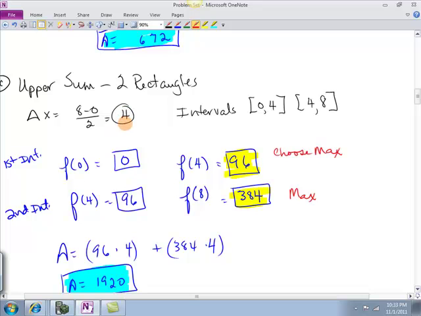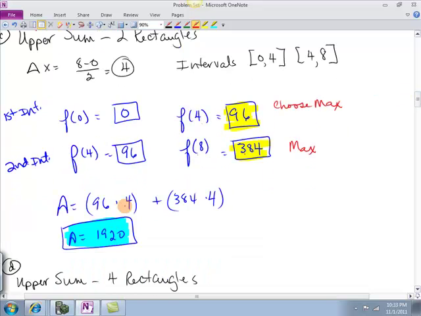We still have this delta x. We have these intervals. Compare the endpoints, f of 0, f of 4. You get 0, 96. You get f of 4, f of 8. You got 96 and 384. But now we're choosing the max because we are doing the upper sum. Okay, so that means we're going to pick the max. These are our heights. So we have 96 times 4, 384 times 4. We get 1920.